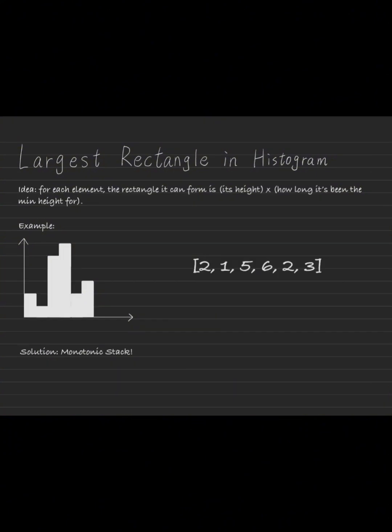The idea is that for each element, the rectangle it can form is its height multiplied by how long it's been the minimum height for. So for example, let's look at the element 2 here. Its starting position is at 1 because 1 is the first number that's smaller than 2. And the ending position is the end of the array. So for this element, the area is 2 times 4, which is equal to 8. And it's this area on the histogram.